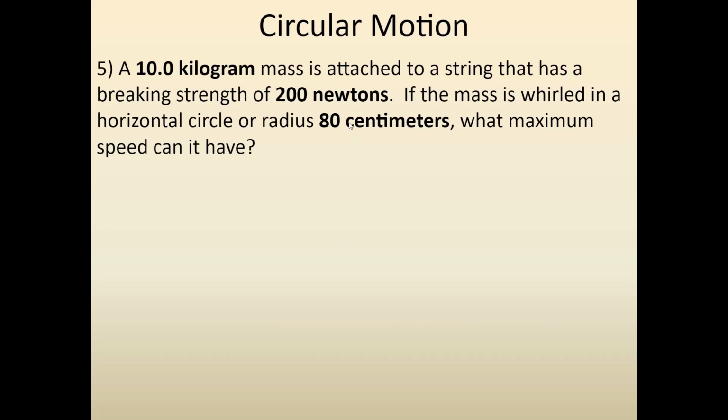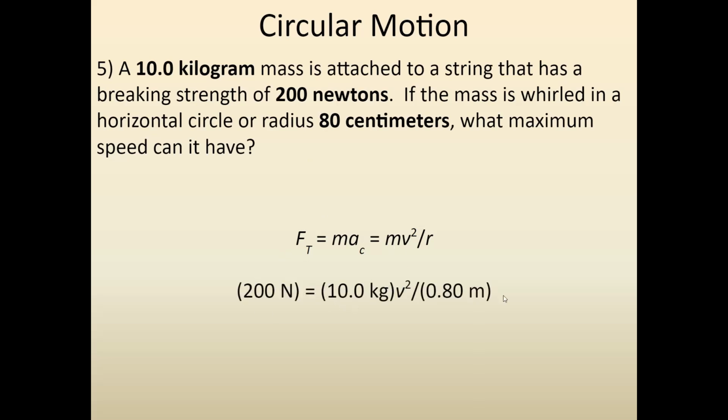All right, so they give us the maximum tension that it can experience, and we want to know what the maximum speed is. So again, we could jump straight to F_c equals mv squared over r. In this case, notice that it's saying that this is the maximum tension that it can experience. But again, the tension is what's keeping it in the circle, so the tension is the net centripetal force. So this is going to be 200 equal to all this. We've got to make sure that we convert the 80 centimeters into meters, and we get that the max velocity is 4 meters per second.